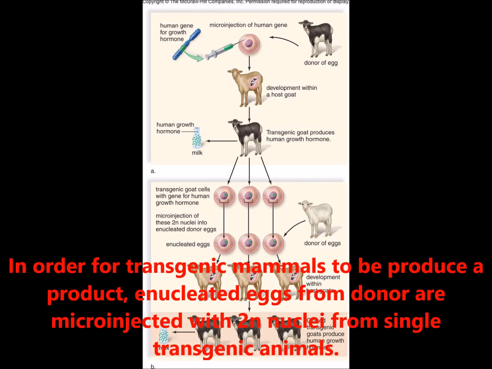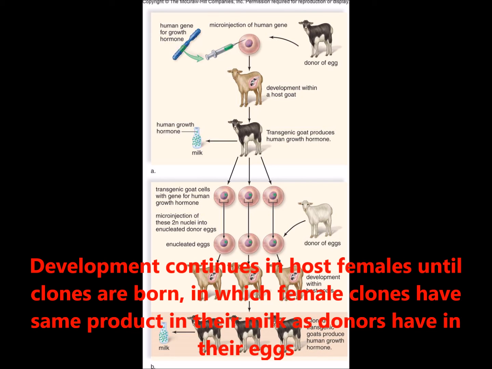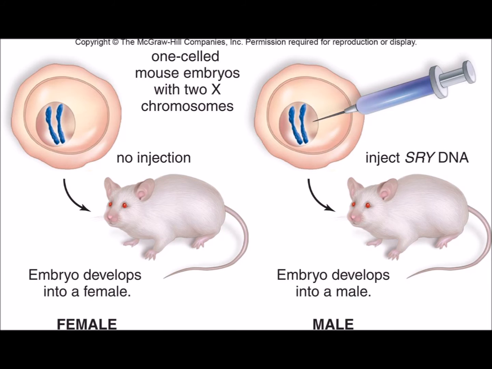In order for transgenic mammals to produce a product, enucleated eggs from the donor are micro-injected with 2N nuclei from single transgenic animals. Then they are coaxed to begin development in vitro. Development continues in host females until the clones are born, in which female clones have the same product in their milk as donors have in their eggs.